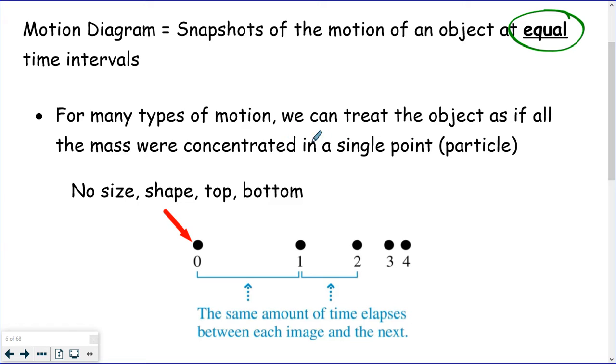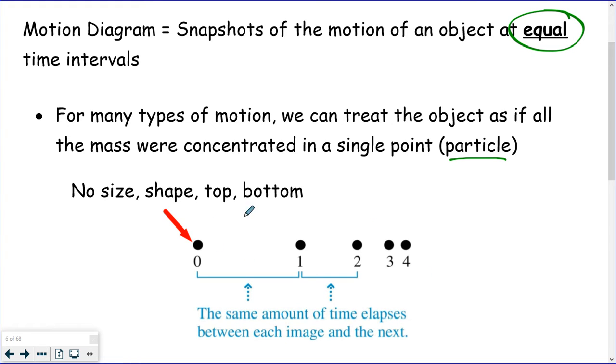For many types of motion, we can treat the object as if all of the mass were concentrated in a single point. We're treating it as a particle, and we're going to see how that particle moves. And that's how a lot of the physics that we're going to start with acts. We're treating it as a point mass moving through space. So it has no size, no shape. There's no top or bottom to it. It's just a point of mass moving through space.